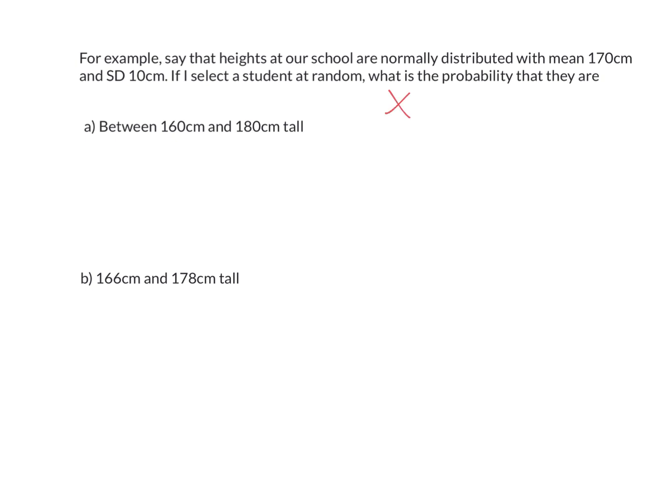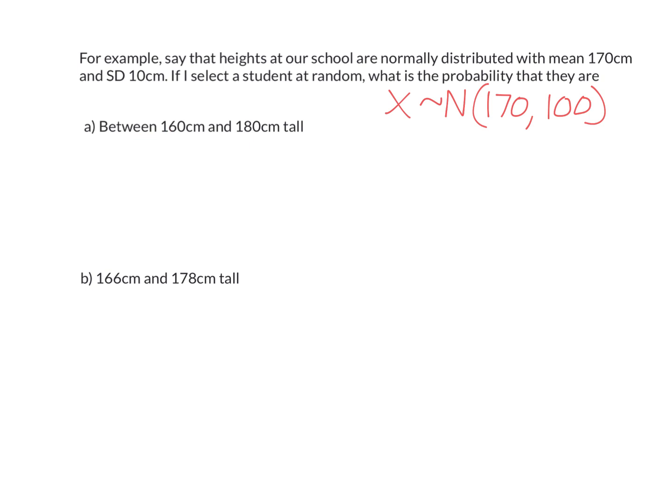So here I'm going to let X be the height of a randomly selected student. It is normally distributed with mean 170, and we write here not 10 but 100. We always write the variance here. So the variance is 100, which is 10 squared. The standard deviation is 10.